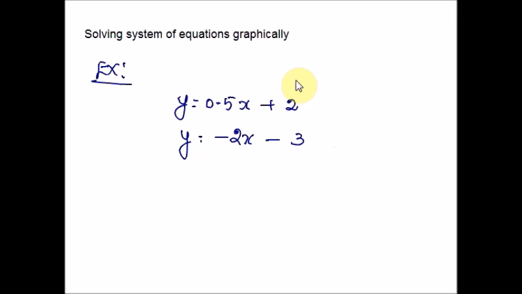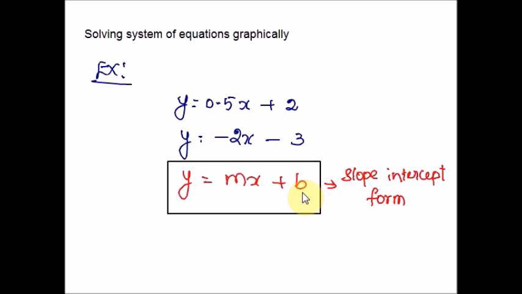We have two equations. Please note that these two equations are in slope-intercept form. Slope-intercept form is nothing but equations of this type. Hope you see the general format. These equations are of the same type. y is isolated on one side of the equation and we just have an x term with a variable and a constant. By looking at the first equation, you can say that in the place of m we have 0.5 and in the place of b we have 2. It means that it has a slope of 0.5 and y-intercept of 2.